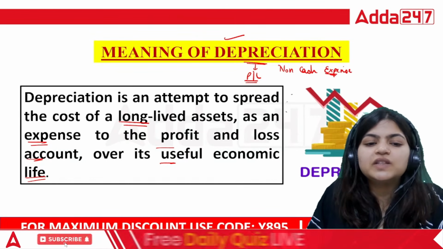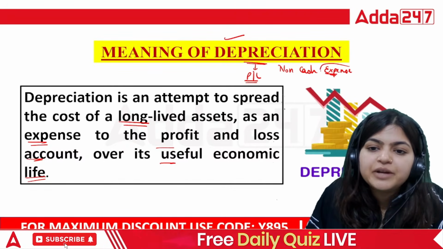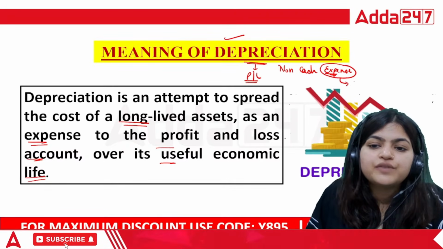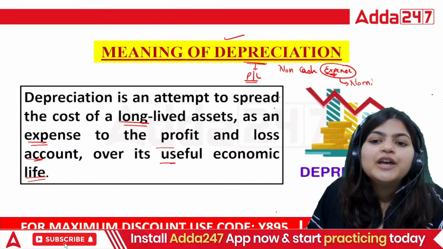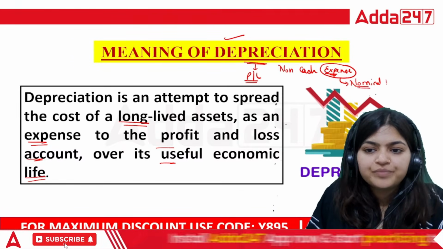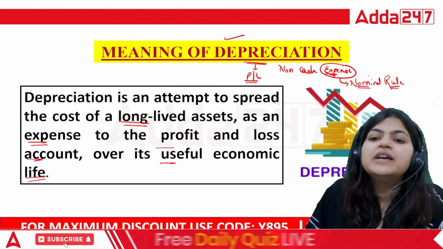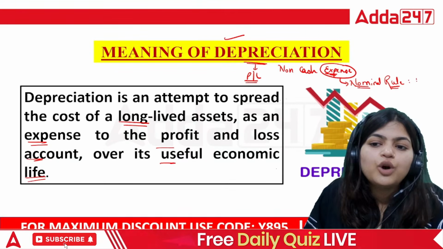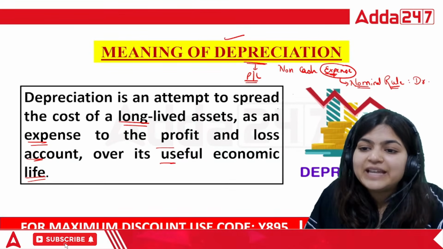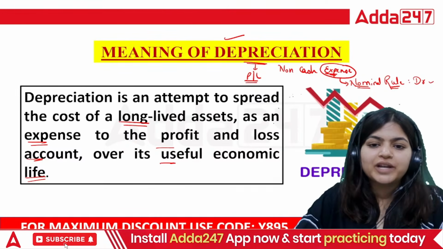And as soon as you see this term expense, remember which golden rule of accounting we need to apply? That is the nominal rule. And as per the nominal rule, expenses you need to show on which side, debit or credit? Debit side. I hope this point is clear.